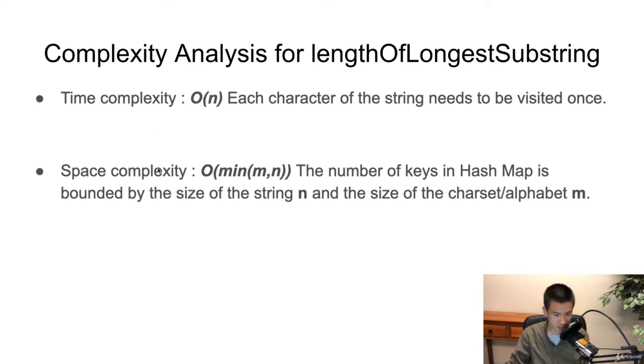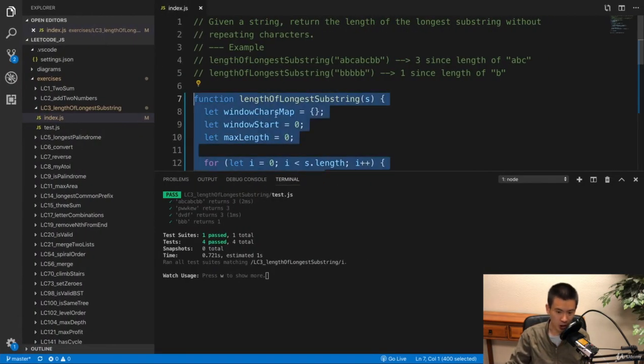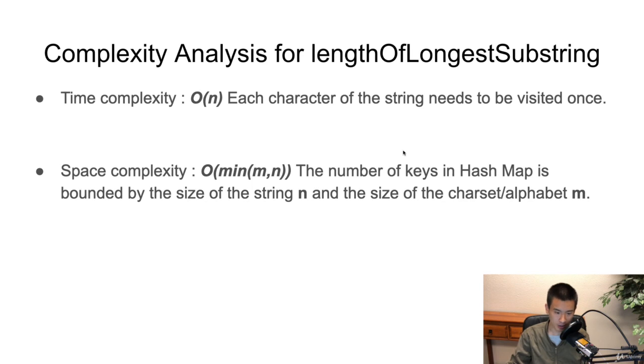And the space complexity is O of whichever is smaller, m or n, because the number of keys in our window chars map here, the number of key value pairs, is bounded by the size of the string n and the size of the char set alphabet m. Now from what I've seen in the LeetCode test, all the input strings only contain the characters A through Z, so m will always be 26. But let's say your char set has unique characters like asterisk, the dollar symbol, pound, then m would be the size of your custom char set.